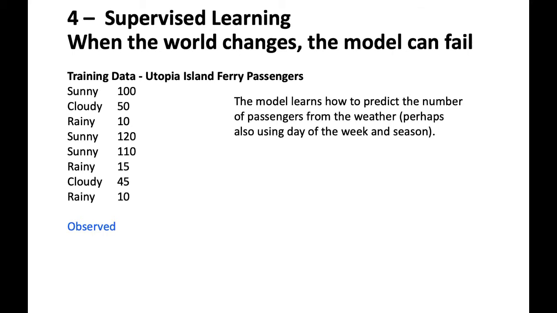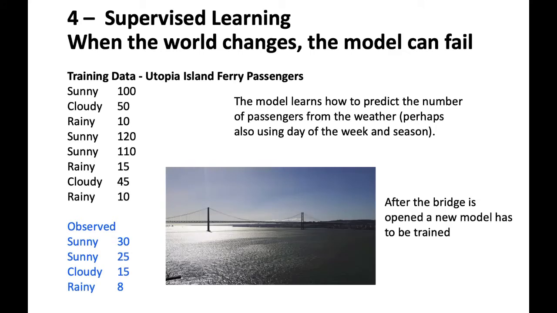And then all of a sudden, the observed data changes, 30 and 25 for a sunny day. What's happened? We go to visit the island and we find that a bridge has been built.